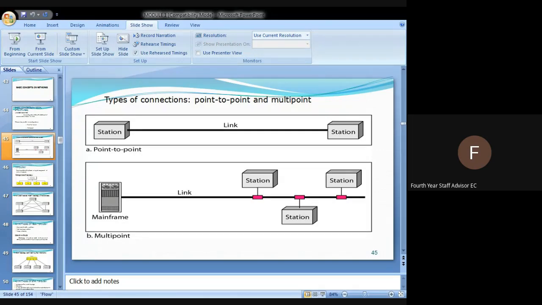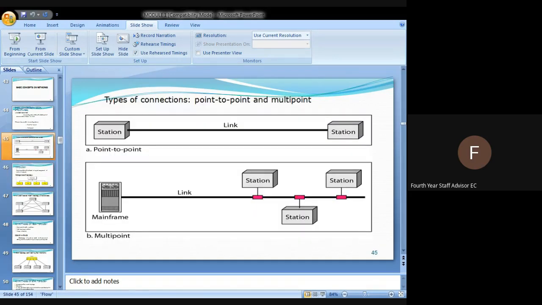Multi-point means many nodes will be there. Those nodes are connected to a common link. The capacity of the channel is shared among those stations. And that sharing takes place in two ways. One is by taking turns, they can transmit, or they can transmit simultaneously. Right? So this is about the line configuration. Line configuration means how the devices are connected to a link. Okay.